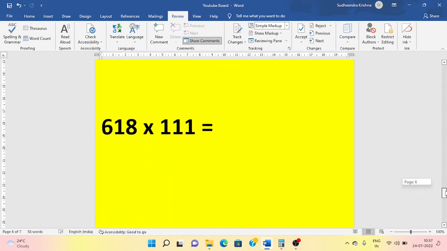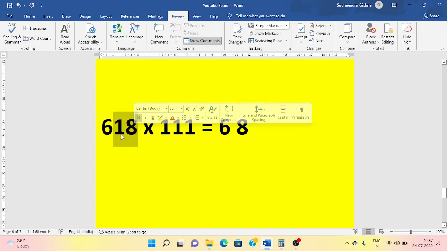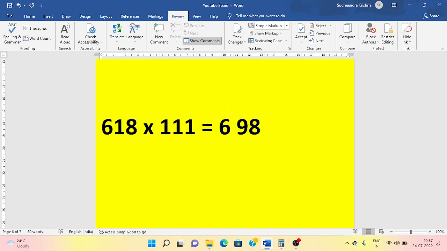Now let us take another example. 618 into 111. So in the number 618, on the left side we have the digit 6 and on the right side we have the digit 8. So put these two digits as it is. 6 space 8. So you got the left portion and the right portion of the answer. Now to get the middle portion of the answer, first add these two digits 1 and 8. 1 plus 8 is 9. So put 9 as it is.